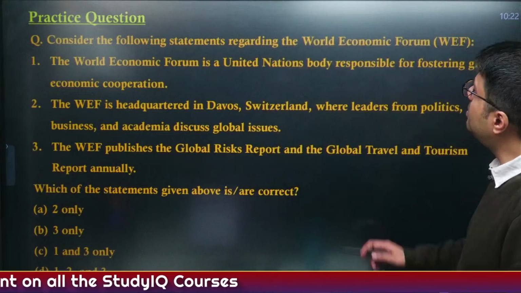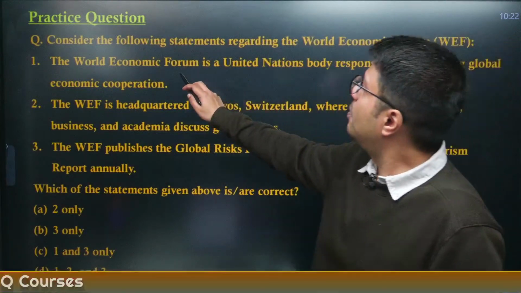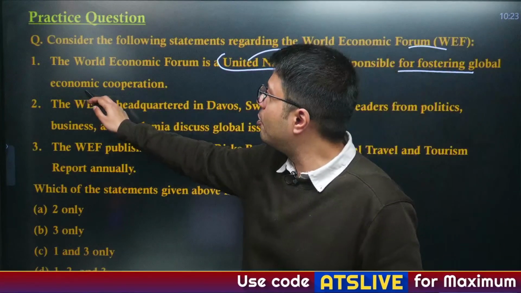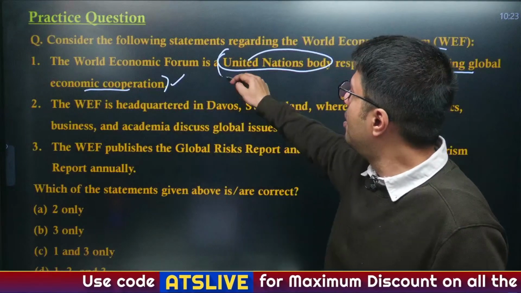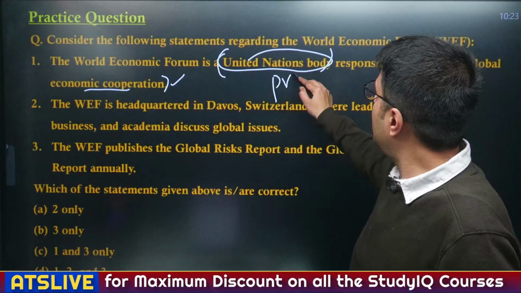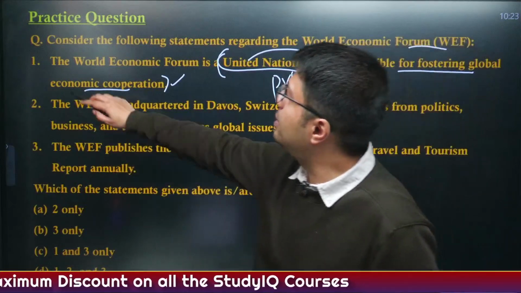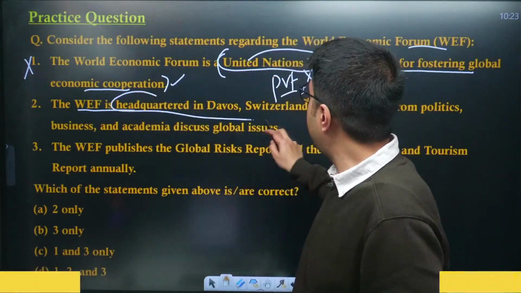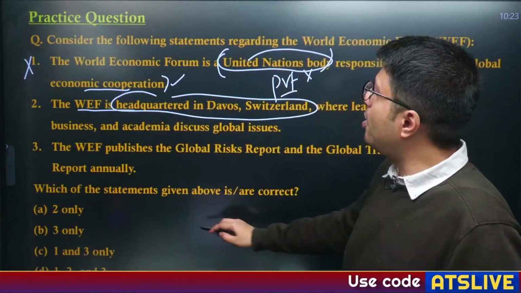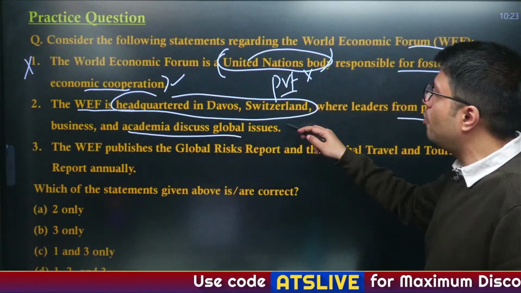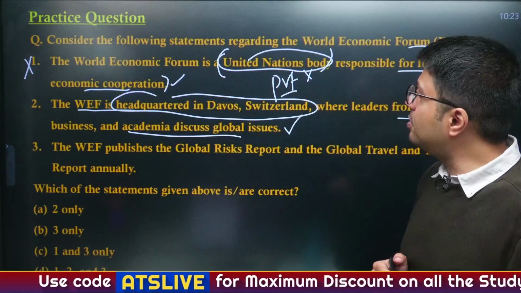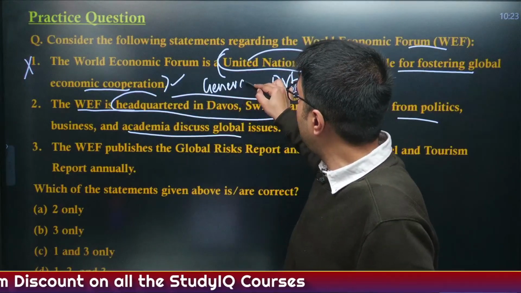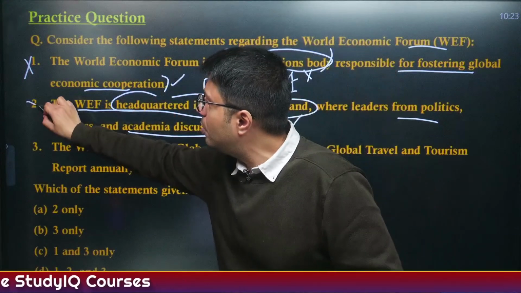Consider the following statements regarding the World Economic Forum. The World Economic Forum is a United Nations body responsible for fostering global economic cooperation. Although it fosters global economic cooperation, however, it is a private organization and not a United Nations body. So, first statement here is incorrect. The second is WEF is headquartered in Davos, Switzerland, where the leaders from politics, business, academia discuss global issues. Although they discuss global issues in Davos, however, the headquarters of WEF is in the city of Geneva, not in Davos. So, second statement also is incorrect.